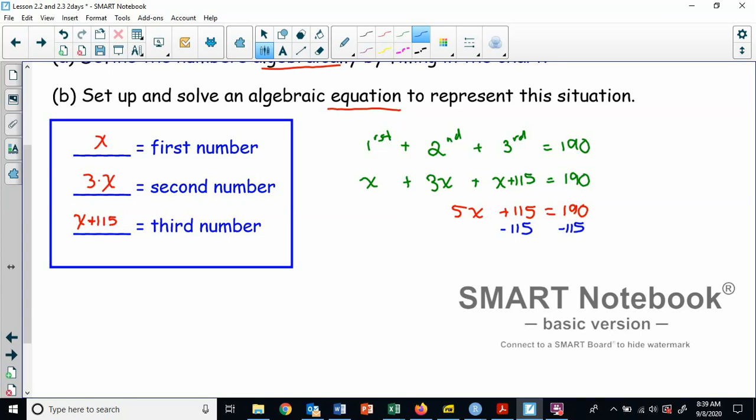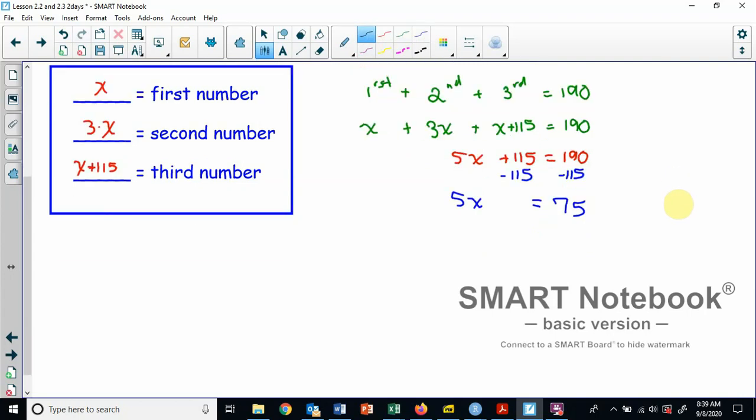So let's see. I guess I'll keep writing in blue. So 5x equals, let me think, what's 190 minus 115? That's 75, isn't it? I'm trying to do that in my head. Yeah, I believe that's 75. Now I need to divide both sides by 5. Divide by 5, and x will equal 15.